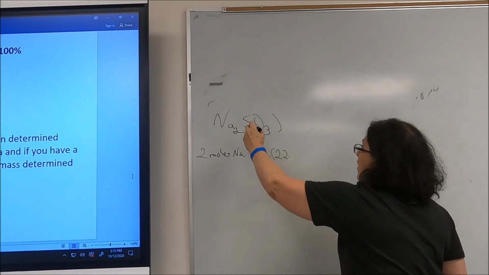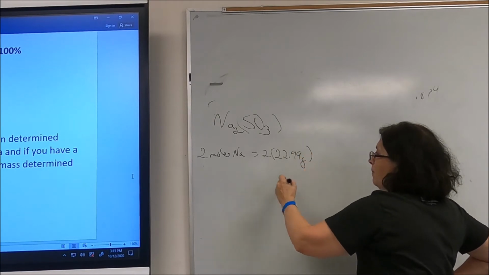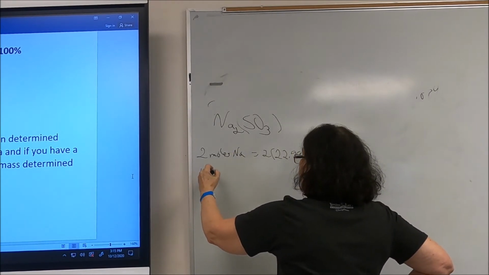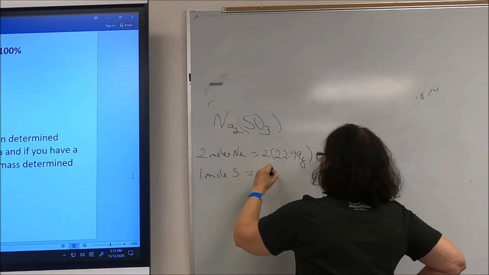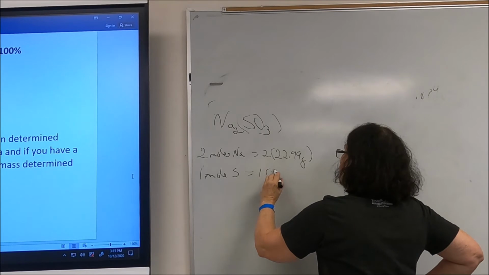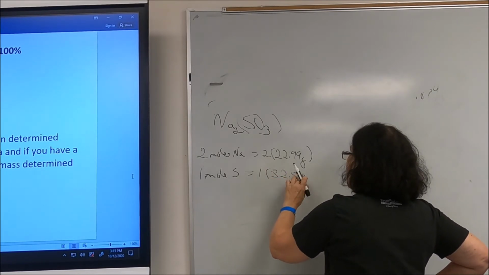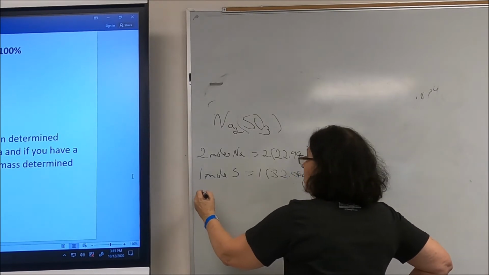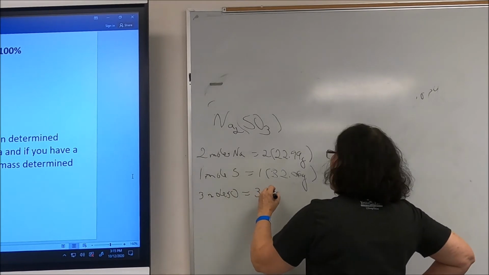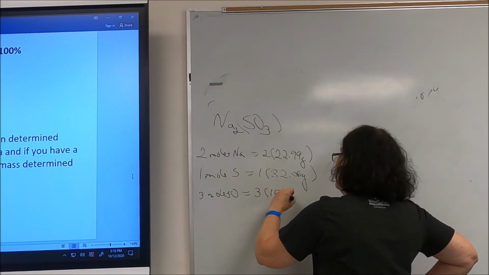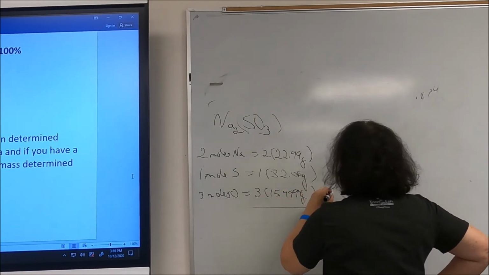Okay, sodium sulfite, 2 times 22.99 grams. We've got 1 sulfur, so we've got 1 mole of sulfur. So that's 1 times 32.06 grams. And we've got 3 moles of oxygen, so 3 times 15.9994 grams. Okay?